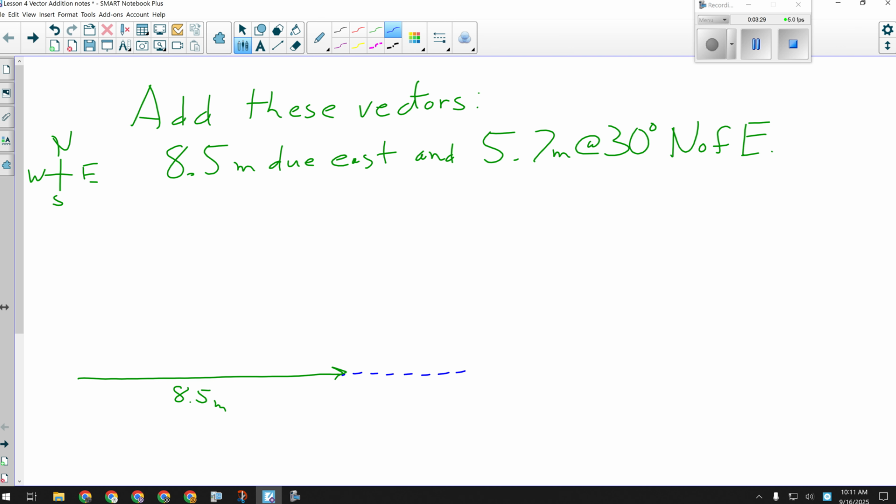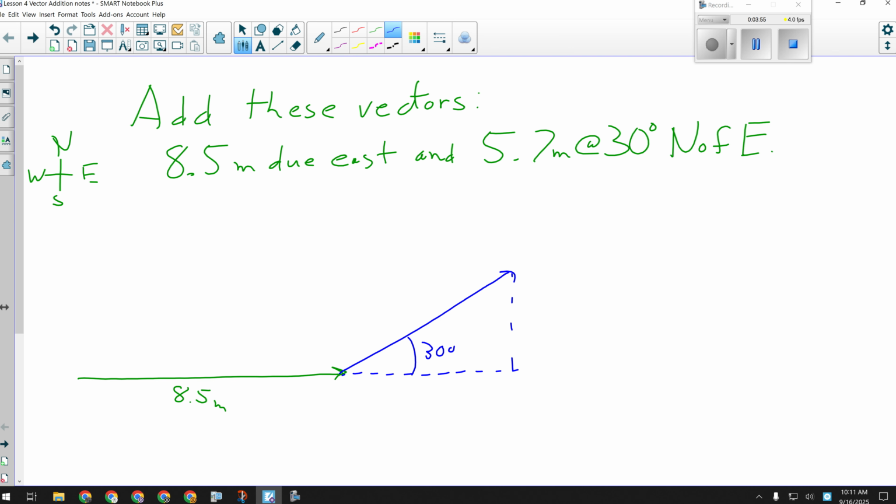So I'm going to draw myself a reference line that goes due east, so I know where to measure the 30 degrees from. Now, how did I know to draw it east and not north? Because it's north of east, exactly. The angle is measured from east going north. All right, so 30 degrees, probably looks something like that.